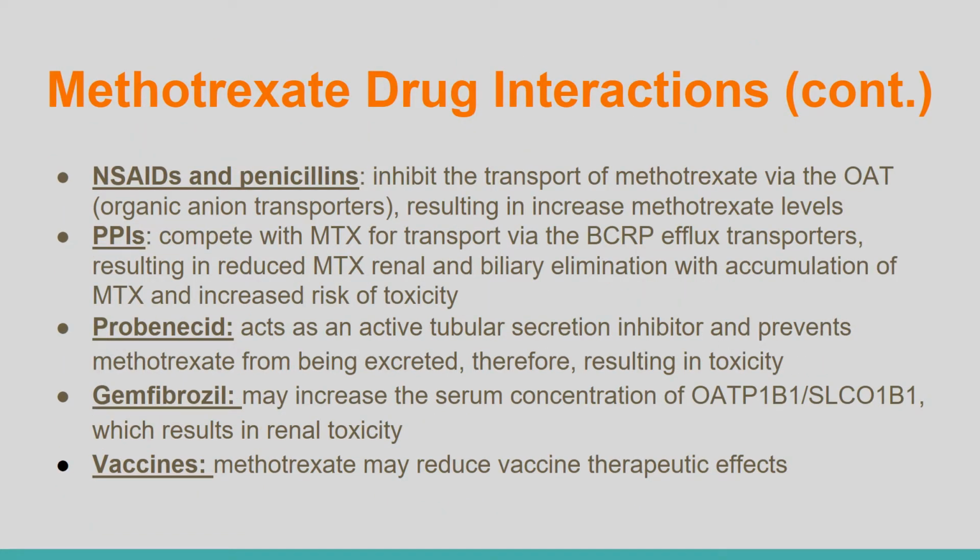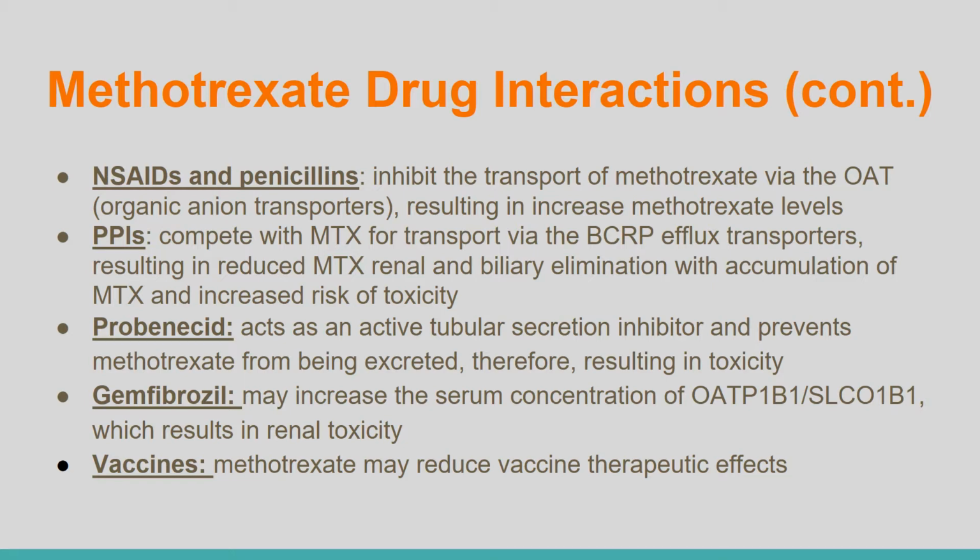There are other methotrexate drug interactions and the mechanisms of the drug interactions. Methotrexate with NSAIDs and penicillins: NSAIDs and penicillins inhibit the transport of methotrexate via the OAT, which are organic anion transporters, resulting in increased methotrexate levels. Methotrexate and proton pump inhibitors: proton pump inhibitors compete with methotrexate for transport via the BCRP efflux transporters, resulting in reduced methotrexate renal and biliary elimination with accumulation of methotrexate and increased risk of toxicity.